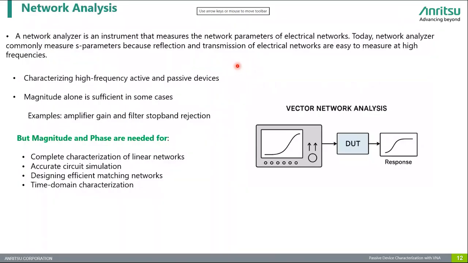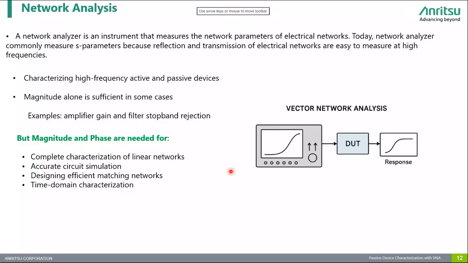Now, in some cases, measuring just the magnitude of a signal is sufficient. For example, when you are checking an amplifier's gain, you may only need to know how much the signal is amplified. When you are verifying the filter stop band rejection, you are mainly concerned with how much unwanted signal is attenuated. However, for complete and accurate characterization, especially in linear networks, we need both magnitude and phase. This is where the VNA shines.